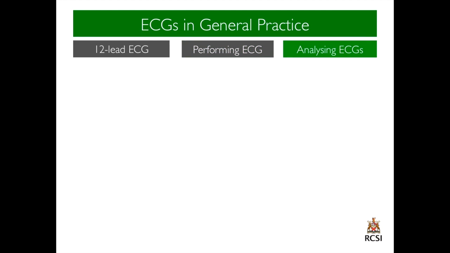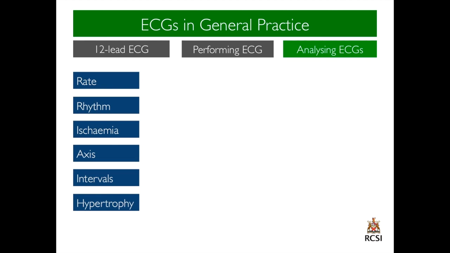We will now move on to analysis or interpretation of an ECG. Whilst it's important to comment on the most obvious feature which you see on an ECG, it is important to have a system. We will go through the ECG according to rate, rhythm, ischemia, axis, intervals, and hypertrophy. Firstly, rate.